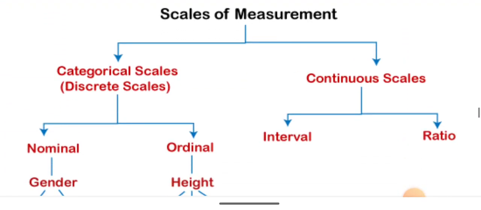See the scale of measurement: categorical and continuous. The categorical is divided into two types: nominal and ordinal. The continuous scale is divided into two types: interval and ratio.